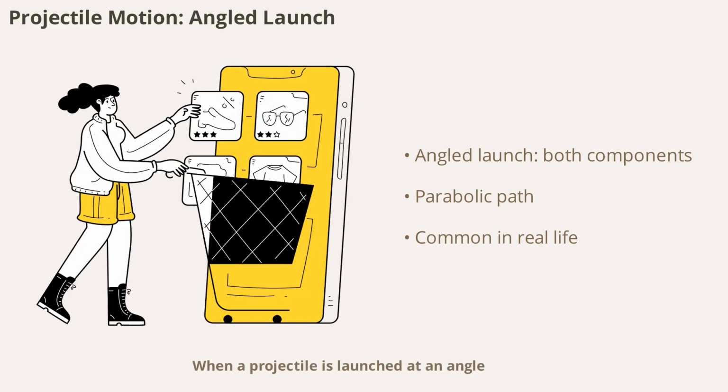When a projectile is launched at an angle, both the horizontal and vertical components of velocity are non-zero. The path is a parabola, and the analysis involves resolving the initial velocity into x and y components. This type of motion is common in sports and engineering applications.